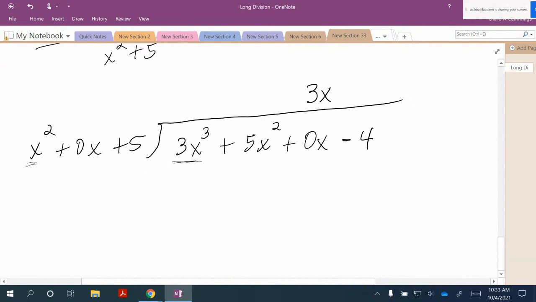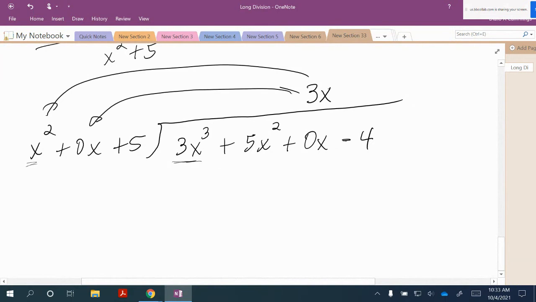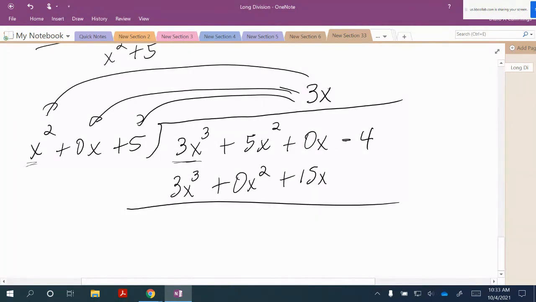And now I'm going to distribute. 3x times x squared, that's our 3x cubed. 3x times 0x is 0x squared. 3x times 5 is 15x. Just as in the previous example, you must change your signs. This is most important. Once you distribute that negative, that's basically going to change everything to a negative. So that 3x cubed becomes negative, 0x squared becomes negative, and 15x becomes negative.